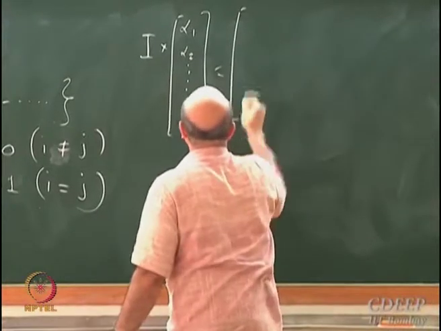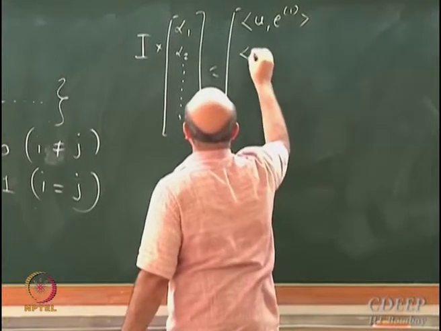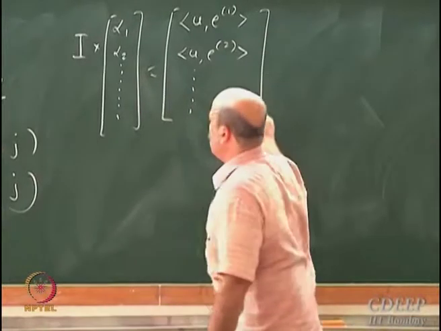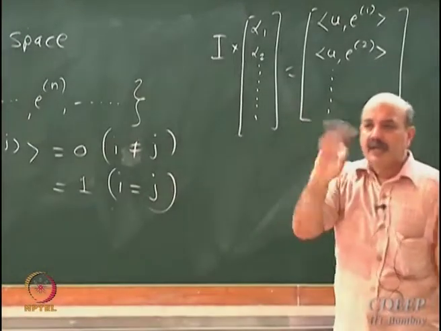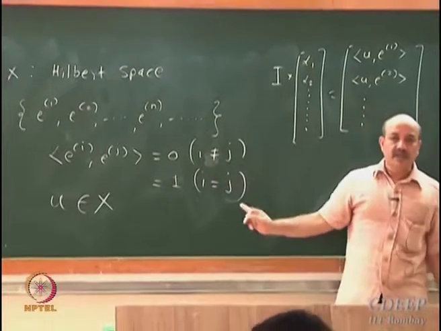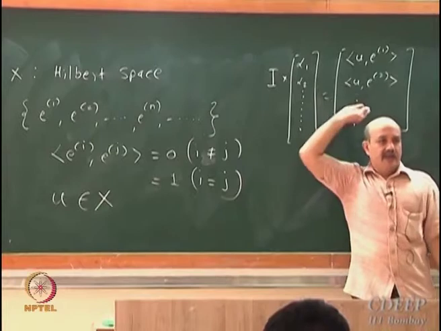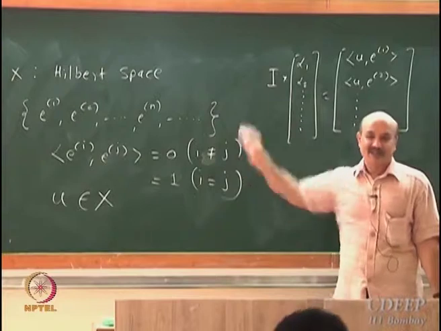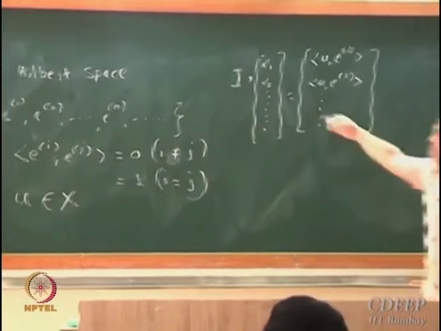This is equal to the inner product of u with E1, the inner product of u with E2 and so on, because this is I on the left hand side. You have orthonormal vectors. The inner products for i not equal to j are 0, and the inner product of a vector with itself is equal to 1. So the left hand side is all I, which is of infinite dimension if there are infinite vectors. So these are the coefficients.